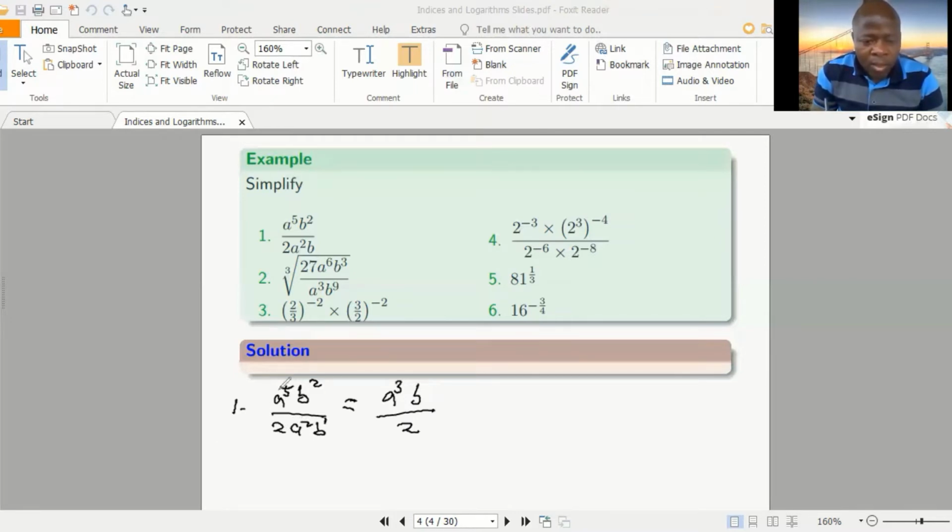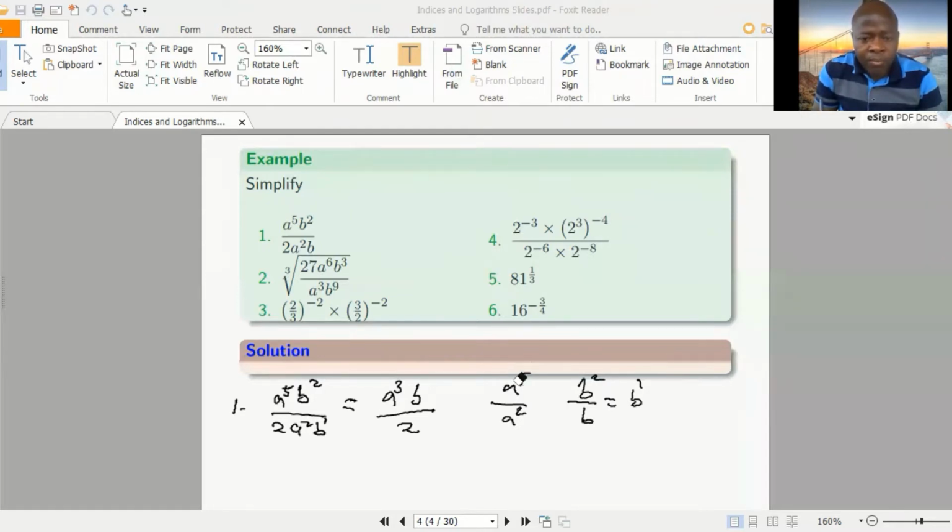So I just took the a raised to 2 up above. That means I took a raised to 5 divided by a raised to 2. So that one is 5 minus 2, which is 3. Then I also took b raised to 2 out of b. And we have already said that this would be b raised to 2 minus 1, which is just b. That's how you arrive at this solution.